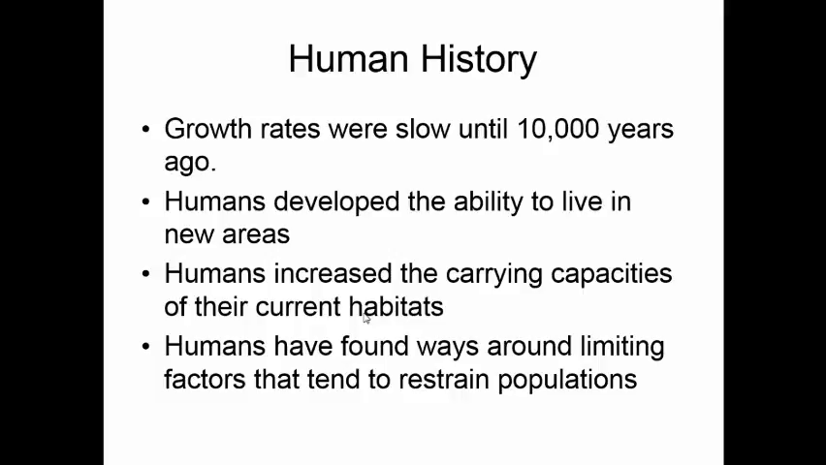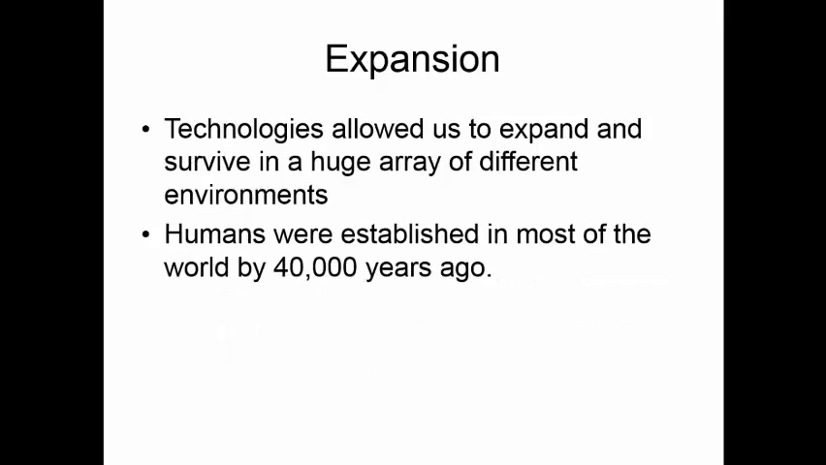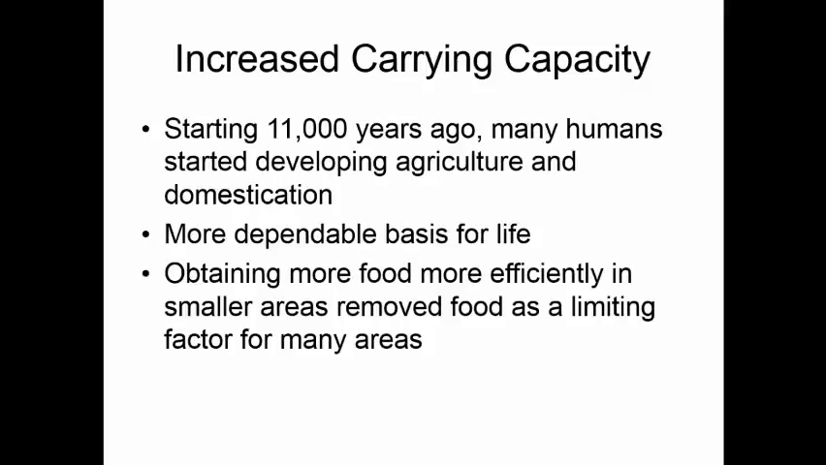This is what allows us to have places like Tokyo that have over 1 million people per square mile, which is crazy. Technology has allowed us to expand and survive in a huge array of different environments. Humans were established in most of the world by 40,000 years ago. Starting 11,000 years ago, many humans started developing agriculture and domestication, right?